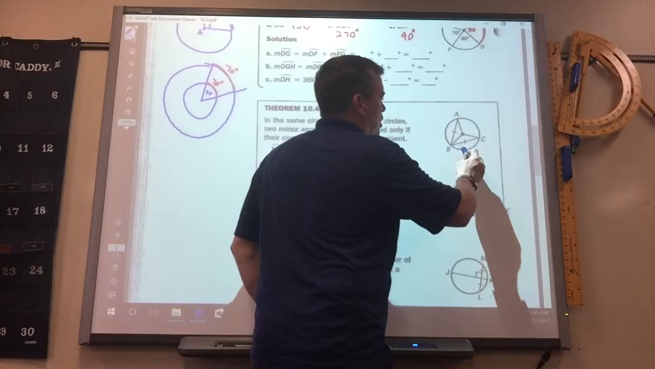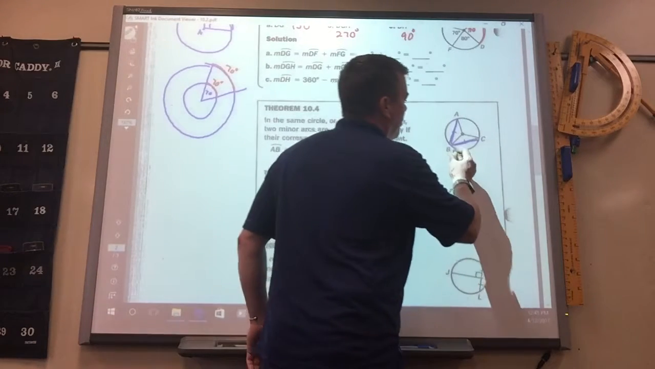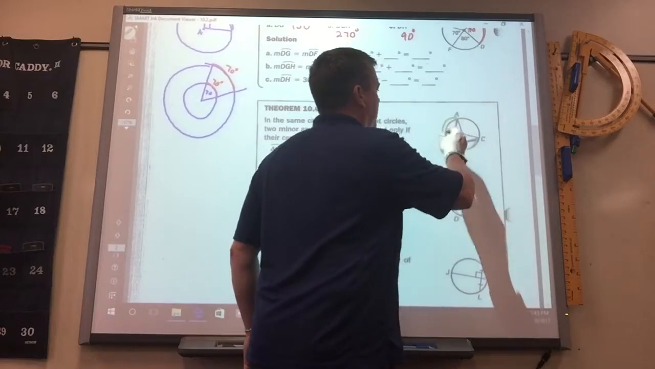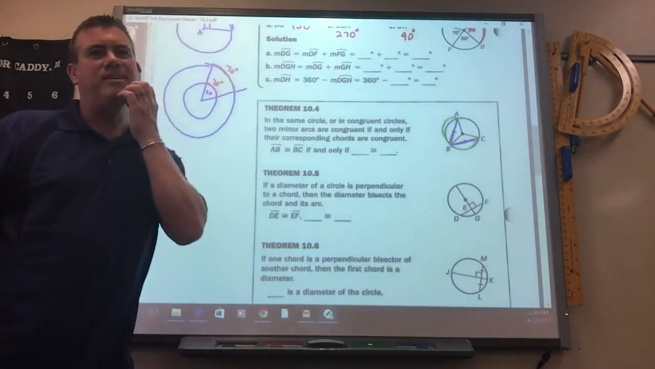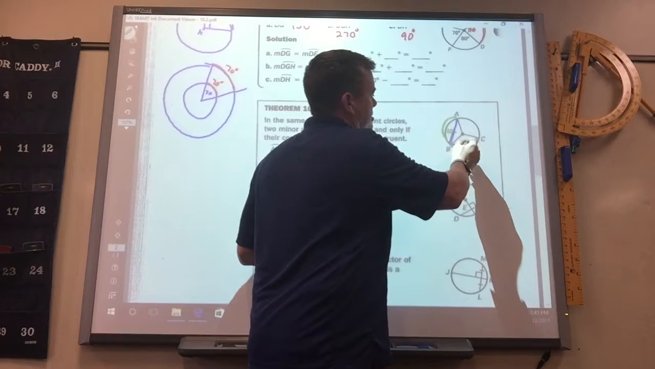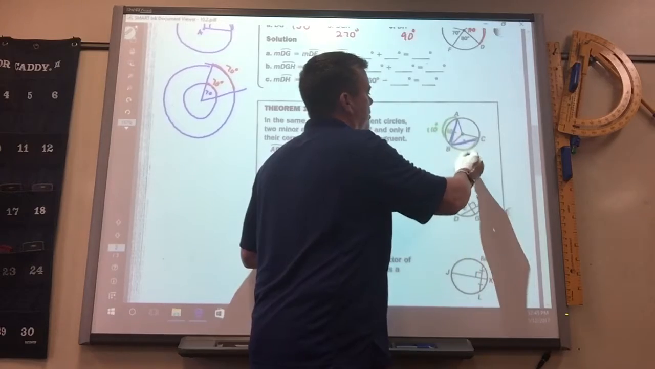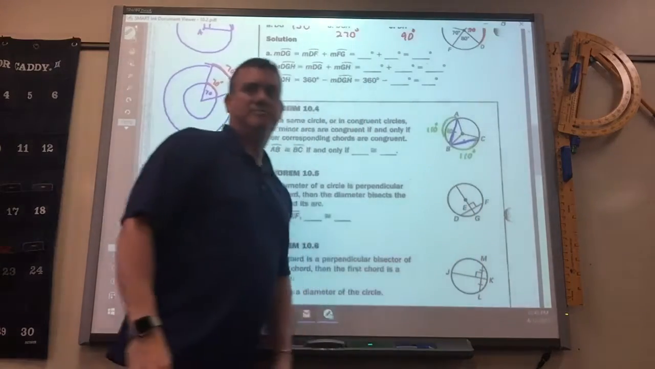If you've got 2 chords that are the same length, then the arcs will be the same also, same degrees. Okay? So if you saw that this was 10, that means this is 10. If this is 110 degrees, that one's also 110 degrees. Okay?